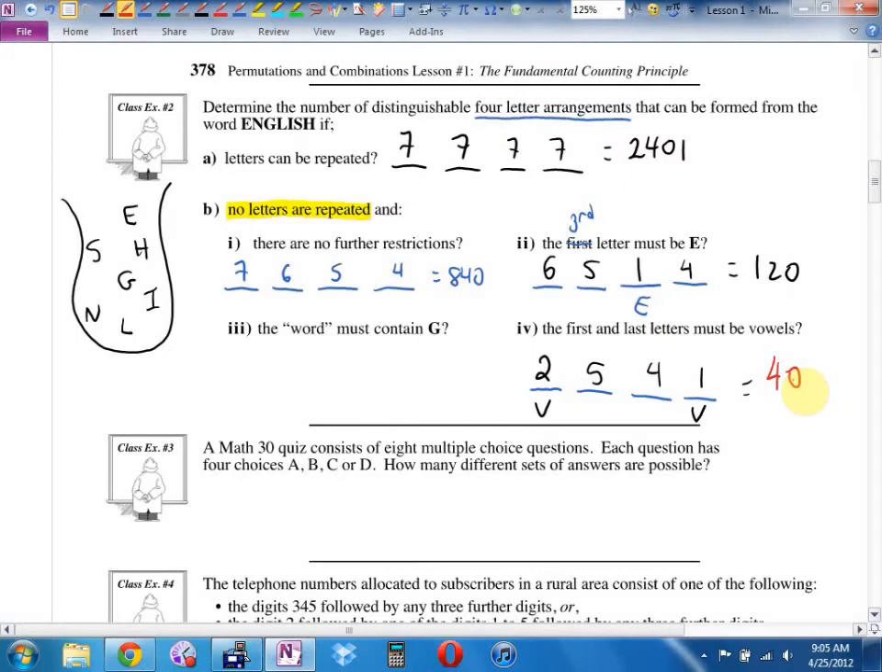Okay, let's go back to three. The word must contain what letter? G, okay. So here's what we're gonna say. The word has to have a G, and leave a space, and then there's three more letters. And let's put a letter G underneath that. How many ways are there to pick a G? One. Okay, I picked it. How many are left? Six, then.